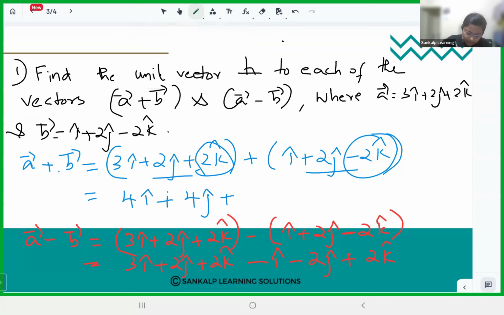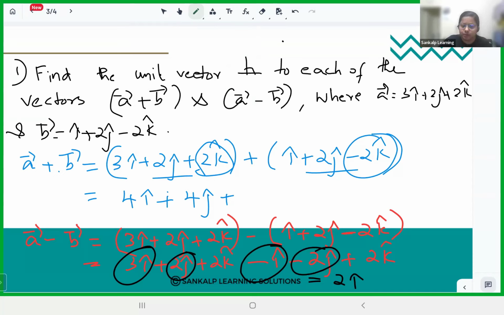Now, what are the components here? You can see the component is 3i minus i. 3i minus i is equal to 2i, right? Then 2j minus 2j is 0j, so you don't need to write that component. Then 2k plus 2k is equal to 4k. So our vector A minus B is 2i plus 4k, and vector A plus B is equal to 4i plus 4j. So we have got vector A plus B and vector A minus B.